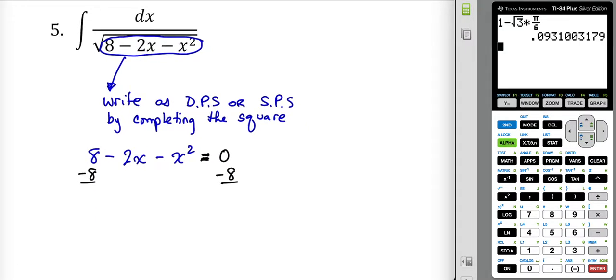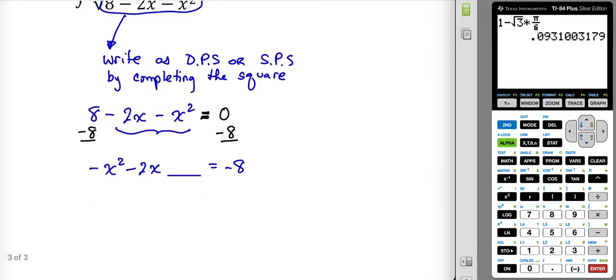But I'm also going to, in the process, just move some things around. So negative x squared minus 2x. I'm going to leave a little space to complete the square and make that equal negative 8. All right. Now, there are a bunch of different ways to complete the square. The method I like is using the rule b squared over 4a.